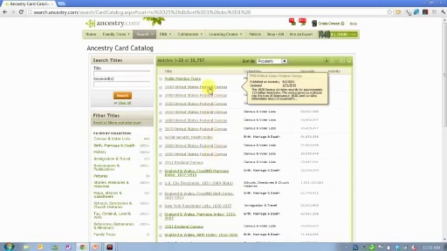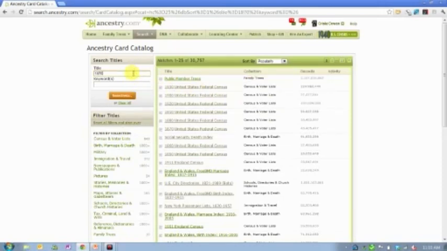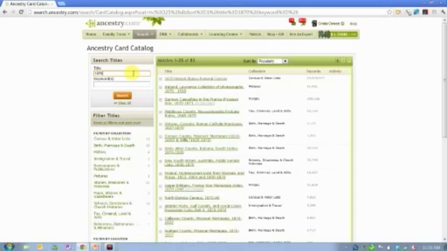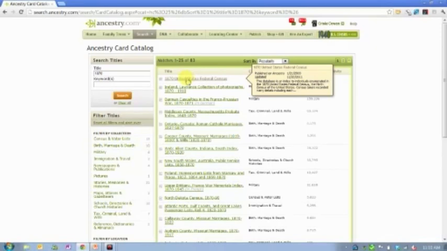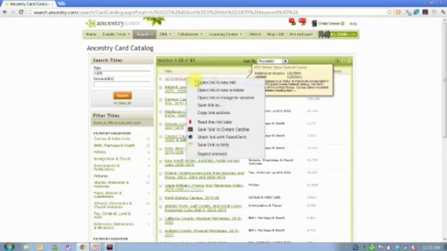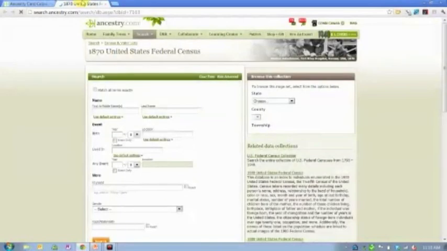You'll notice that the censuses rank right up there at the top of the list. Now, if you want to just quickly filter that list, you can just type in a word or a year in that title field, and you'll notice that what you're looking for jumps right to the top of the list. Now, once you get to that specific database, then you can search for the family that you're looking for. Again, what you're looking for is specificity, not broad search results across lots of different censuses.